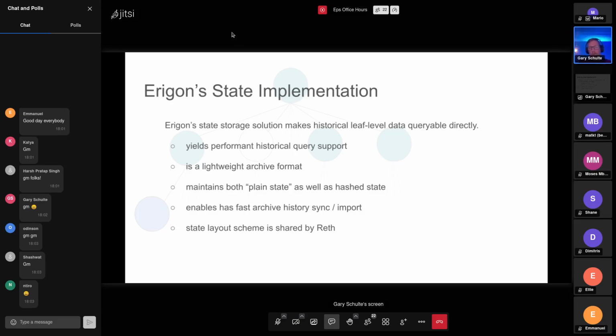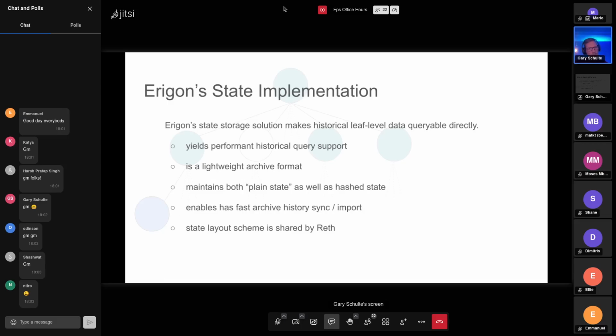Erigon state storage is known for being a very tight archive format and very quick access to historical information for, like, RPC, supporting block explorers and so forth. It's very good at that particular use case.